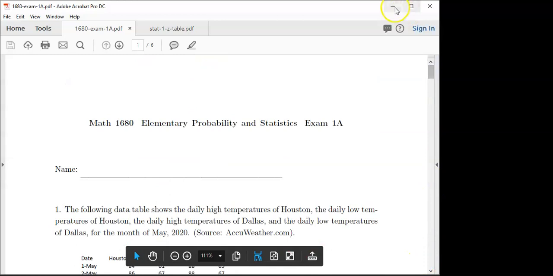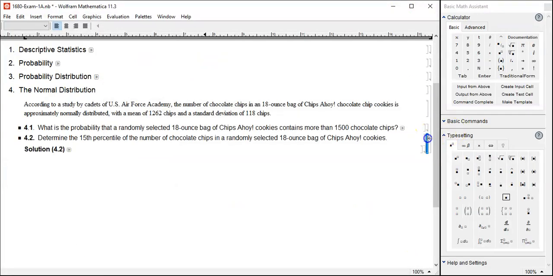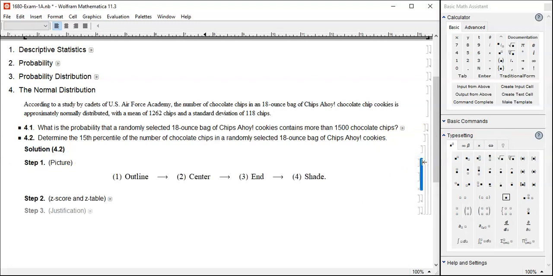Let's go back to my notebook. 15th percentile. And how do you draw the picture? Again, the same process. Outline provided. Center, you have to mark as 1262. That's easy, that's the mean. And shading associated to the 15th percentile. How do you do that? If you're going to try on your own, stop this playback and then do it.